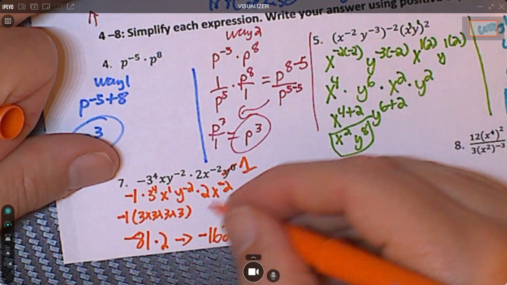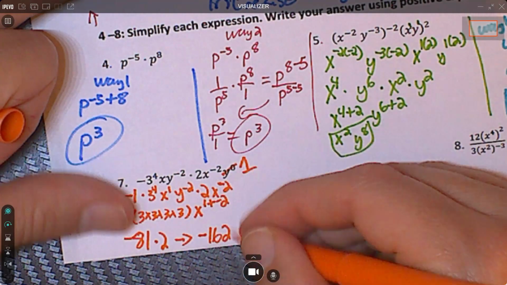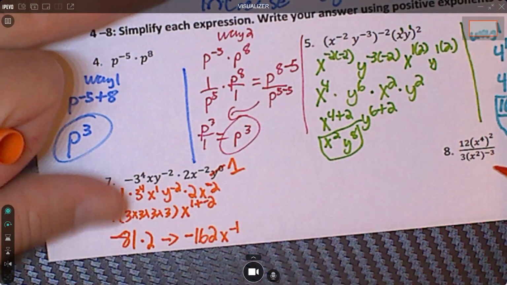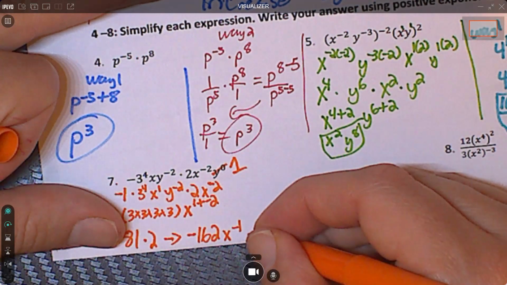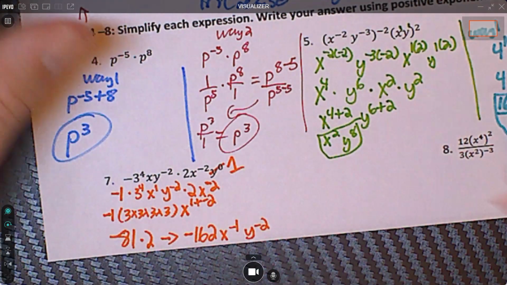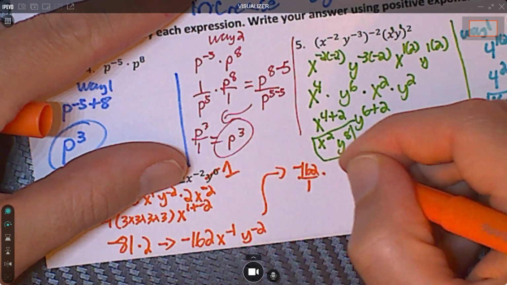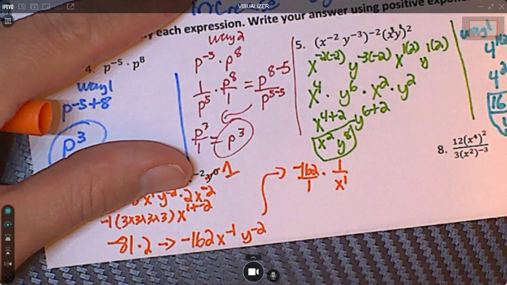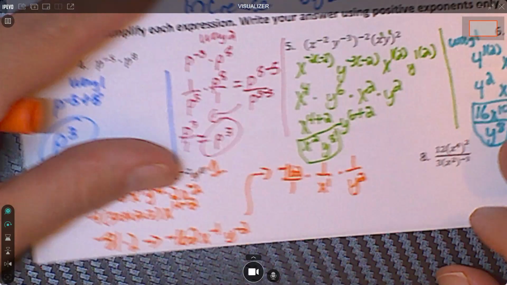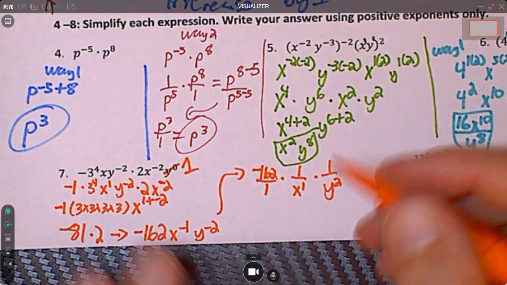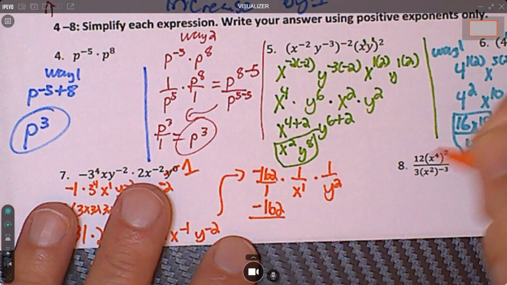And now we got x to the y plus negative 2, which is x to the negative 1. And then we got y to the negative 2. So up here it means do negative 162 over 1 times x to the negative 1, which is 1 over x to the first. And then that's y to the negative 2. To make it positive, we got to put it in the denominator, and that leaves negative 162 up top, and this would be xy squared.